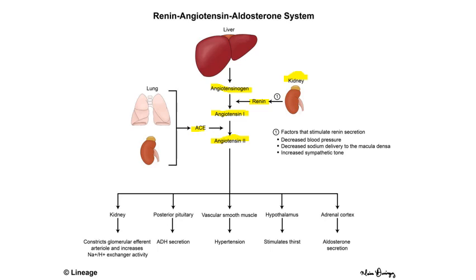So we're going to release antidiuretic hormone. We're going to constrict the smooth muscle inside of the vessels. We're going to increase the release of aldosterone from the adrenal glands. And we can even do things like tell your hypothalamus to make you thirsty so that you drink more water so that you increase your blood volume.